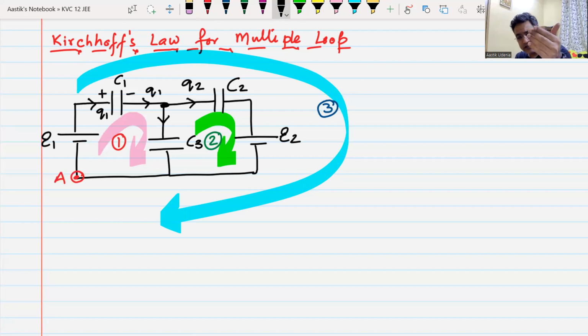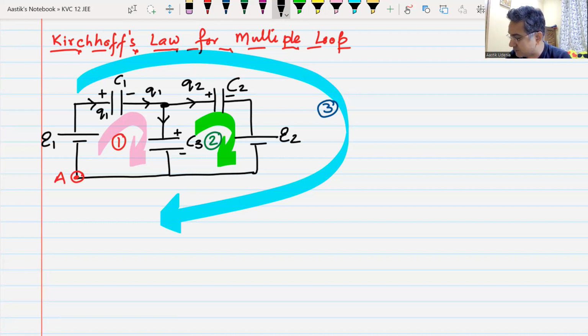Q1 charge reached the junction. Q2 moves there. So how much charge comes in the down branch? Q1 minus Q2. Total charge is Q1. This plate will get positive charge and this plate will get negative charge. Yes or no? Do we understand this?